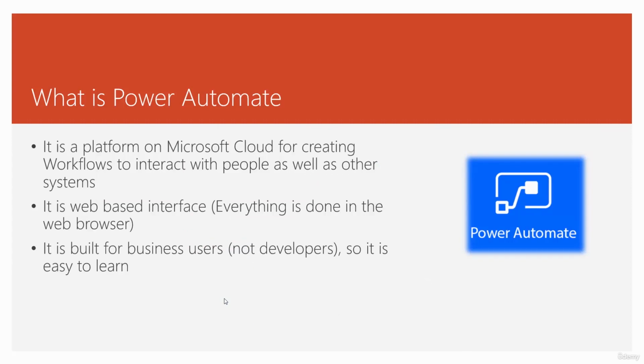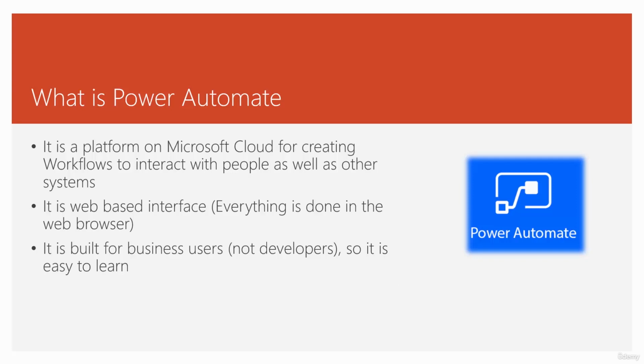What is Power Automate? Power Automate is a platform on Microsoft Cloud for creating workflows to interact with people as well as the other systems. It is a web-based interface, so you just need a browser, open the browser, design your workflow, save it on the cloud, and you're good to go. And it is built for business users. This platform is not targeting developers, although developers use it quite a lot. But it is designed in a way that non-developers can easily learn it and work with it.